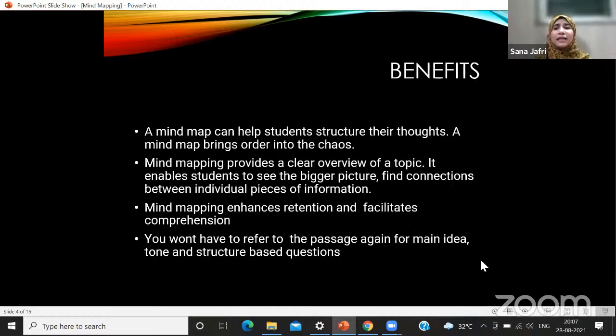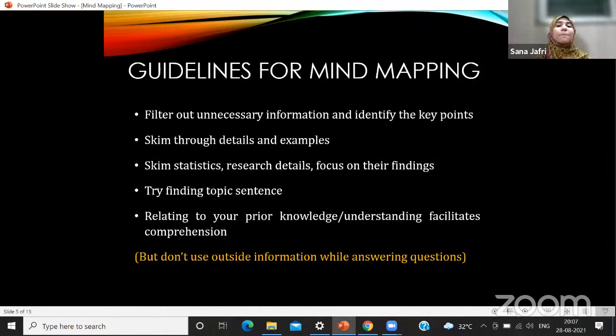All right. And coming to the main idea, that of course we will understand better with the mind map. Regarding the tones, yes, of course, tone bhi aap samajh jate ho mind map padhne se, because you get the idea flow. So some guidelines for mind mapping.